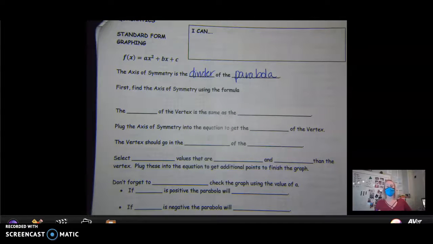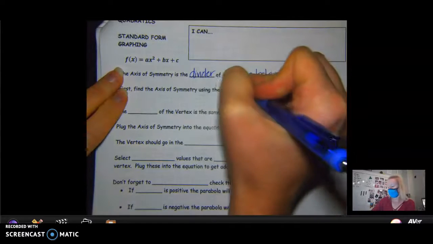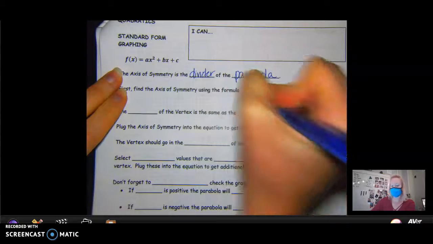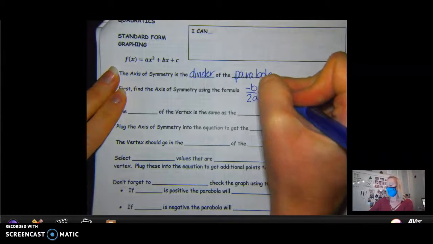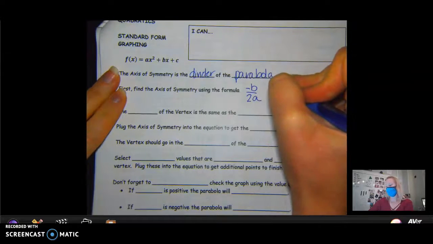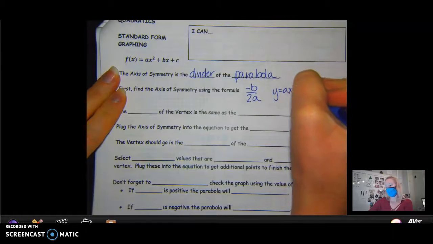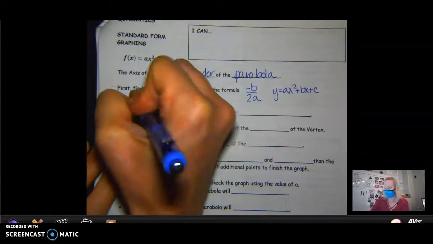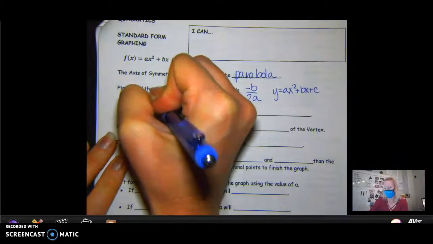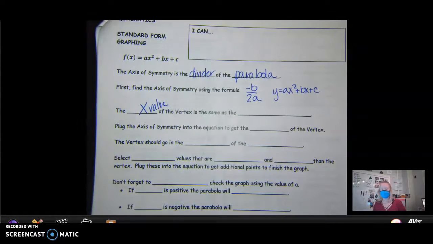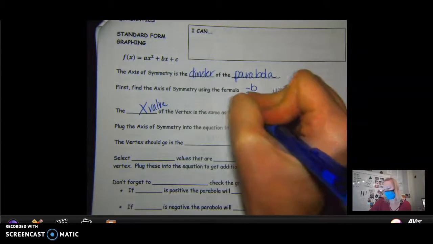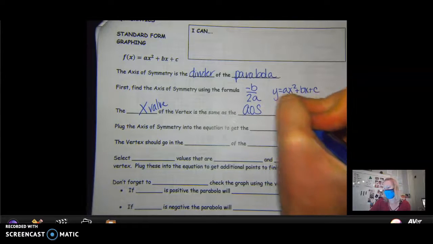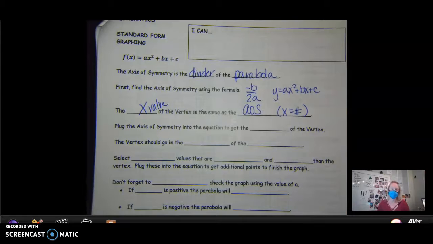First, you're going to find the axis of symmetry using the formula negative b over 2a, right? When a quadratic is in the form of y equals ax squared plus bx plus c. That's where those letters are coming from. The x value of the vertex is the same as the AOS. Remember, AOS is x equals some number. Well, it's the x value of the vertex.